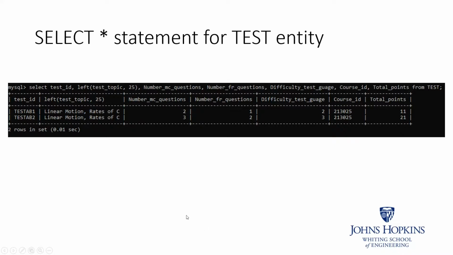Here's a select statement showing the data that's currently in the test table. Notice here we have 2 tests, test AB1, test AB2. Here's the test topic, which was of data type text, which allows for a long string. So here what I had to do is limit the display to 25 characters in order to get the table to fit on one screen. Here are the number of multiple choice questions, number of free response questions in each test, a difficulty gauge, course ID, and the total number of points, 11 for test AB1 and 21 for test AB2.